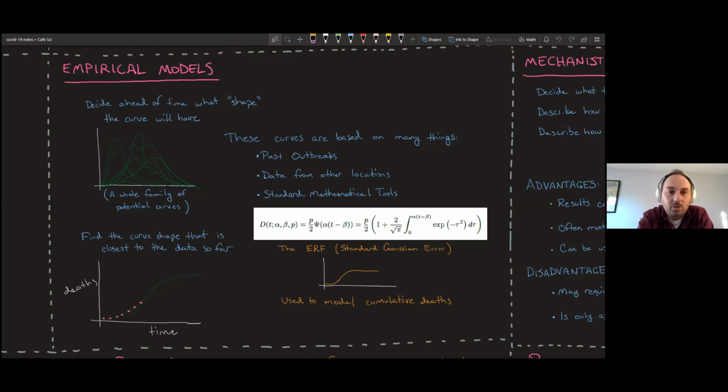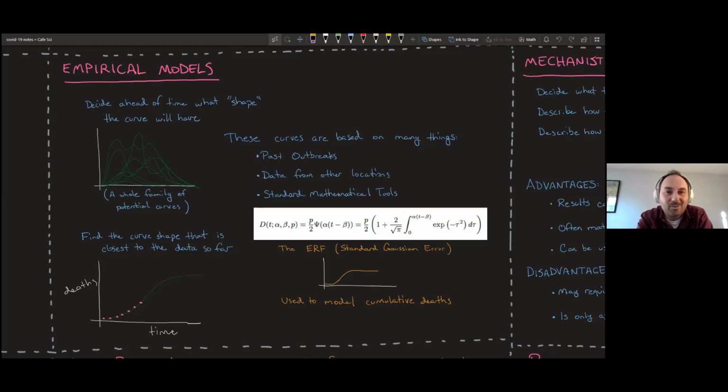So you have an initial portion where it starts very small and starts to grow quickly. And then toward the end of the epidemic, it levels off again. And so what the IHME model does specifically, and what empirical models often do in general, is sort of choose ahead of time a general shape that they think the epidemic's going to take. So in the case of the IHME model, that shape follows what's called the standard Gaussian error function, which I've drawn in orange there.